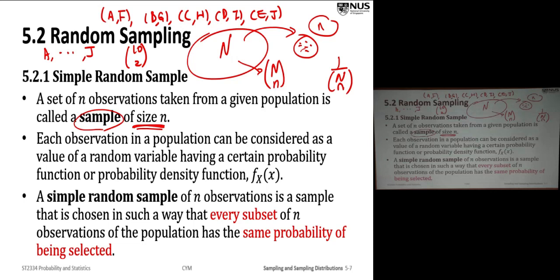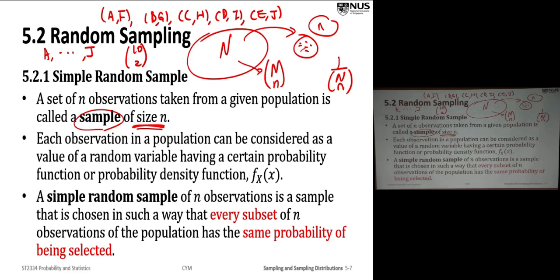There's no way you can get a sample with A and C, let's say. All right, the one that I just mentioned is called systematic sampling. This makes life easy, but it's not exactly a simple random sample.